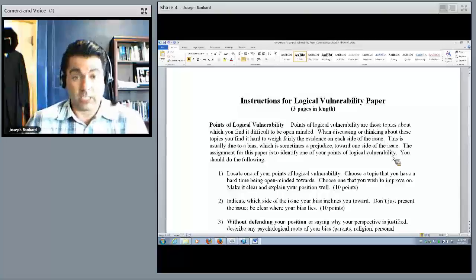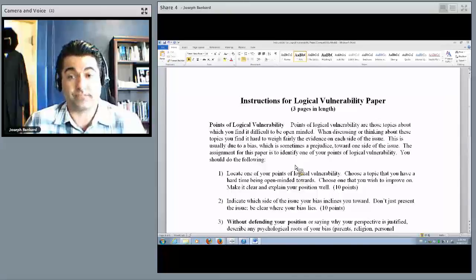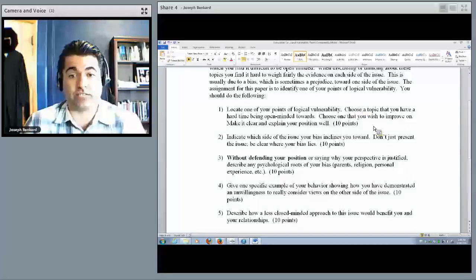Okay, so the points of logical vulnerability are those topics about which you find it difficult to be open-minded. When discussing or thinking about these topics, you find it hard to weigh fairly the evidence on each side of the issue. This is usually due to a bias, which is sometimes a prejudice toward one side of the issue. The assignment for this paper is to identify one of your points of logical vulnerability. So there's 5 things I want you to do, each worth 10 points. The total assignment's worth 50, right?